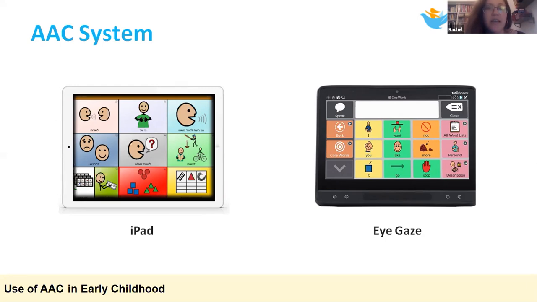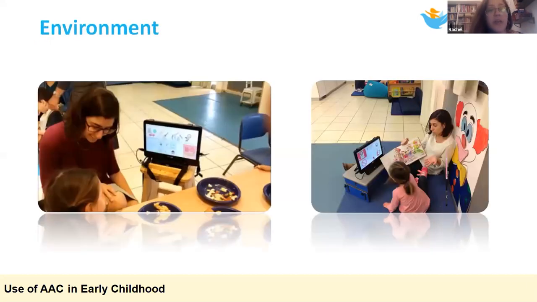And what we saw was that Yaeli actually started to communicate again. Yaeli started to use the eye gaze system in every setting a child her age should experience. She used it while eating, during story time, and basically in every daily situation in the kindergarten and at her house.